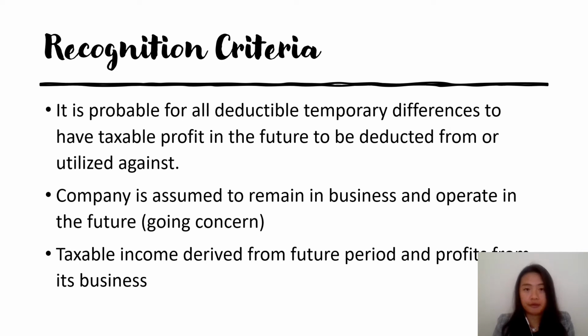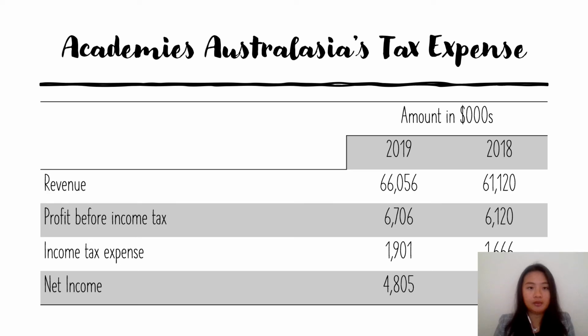The recognition criteria for deferred tax assets and liabilities are: the first one is the probability for all deductible temporary differences to have taxable profit in the future to be deducted from or utilized against, so it has to be utilized. The second one is the assumption of going concern, where the company is believed to keep growing and remain in business and operate. And the last one is taxable income derived from future periods and profits from its business.